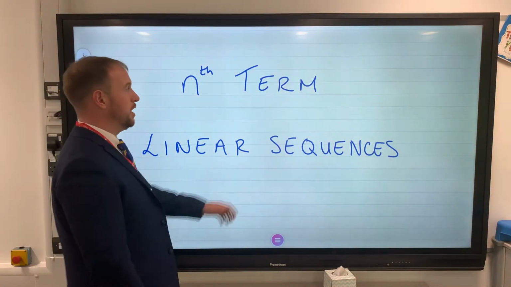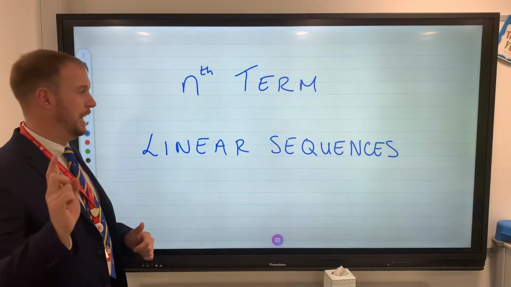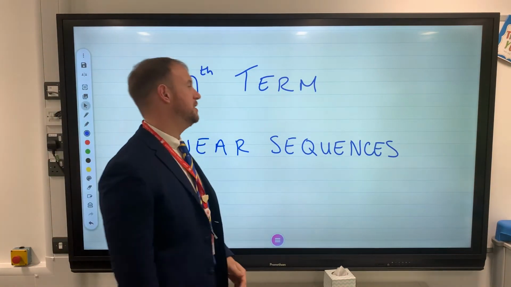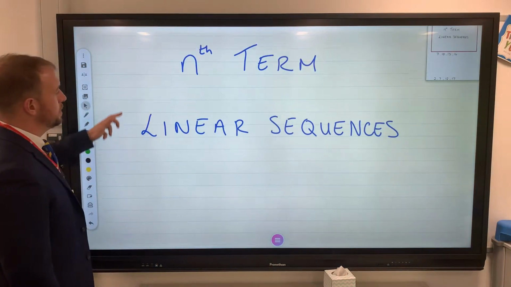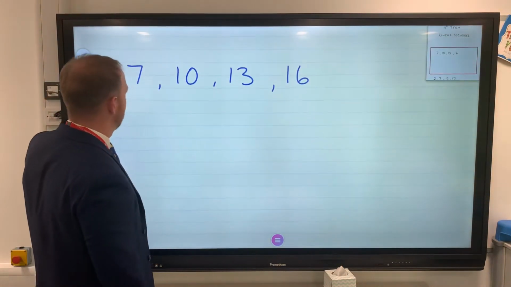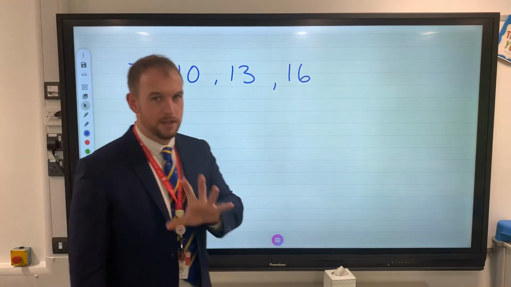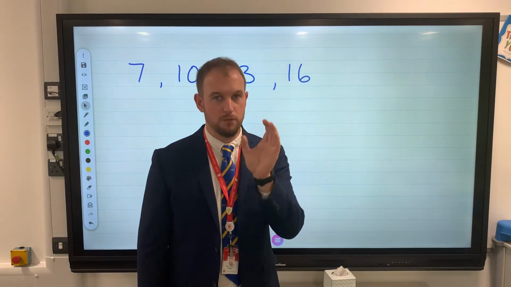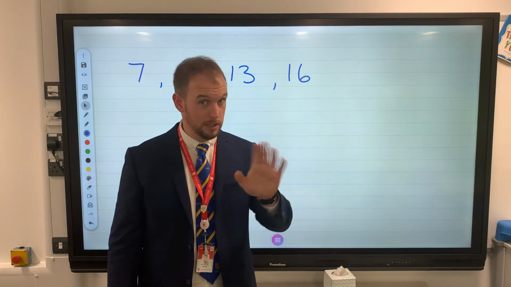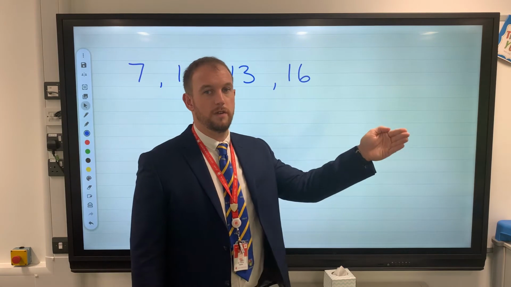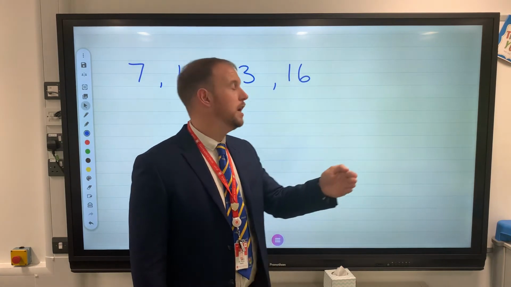So today we are looking at the nth term of linear sequences. They could be quadratic sequences, which will be on a separate video. So let's have a sequence: 7, 10, 13 and 16. Now nth term is about writing an expression, it's a bit of algebra without an equal sign, to determine the sequence of the numbers.